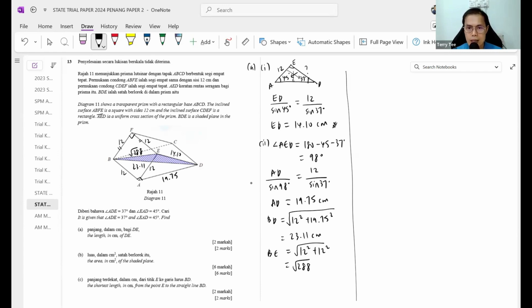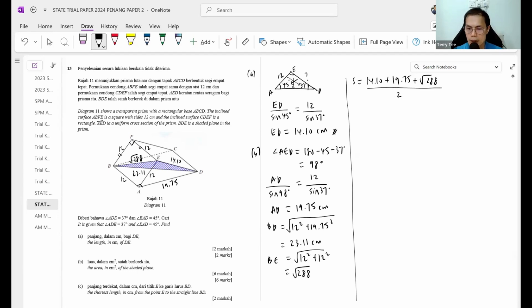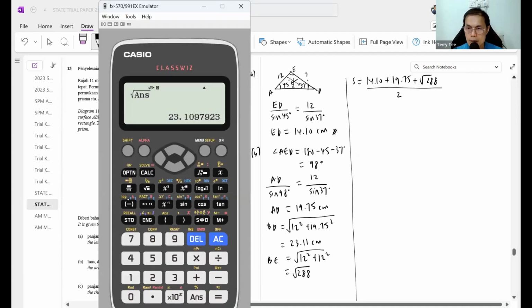Heron's law, we got to start by finding what we call, actually I labeled this wrongly. This is A, this is B, not Roman 1, Roman 2. So this is B. We use what we call the semi-perimeter. So let's start with 14.1, plus 19.75. Add square root 288, divide by 2. The semi-perimeter is the perimeter divided by 2. So let's start: 14.1 plus 19.75 plus square root 288, divide by 2.